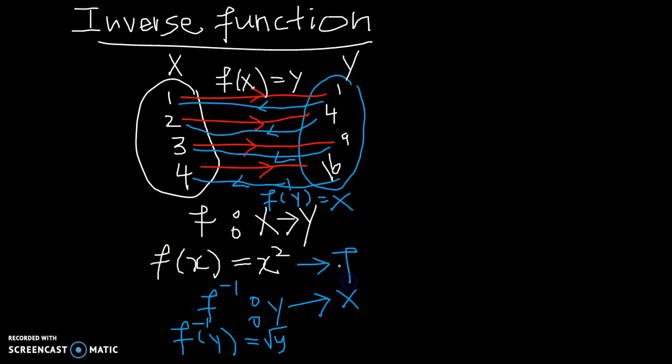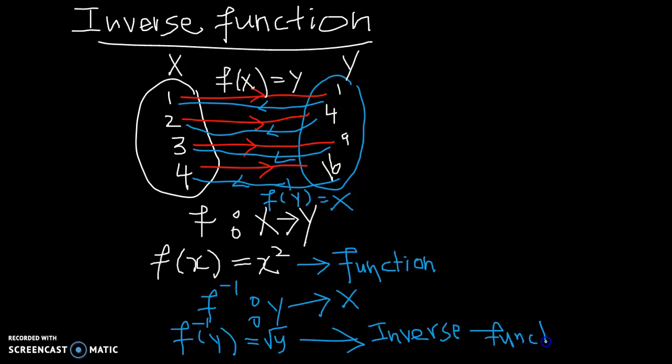Okay? Understand that? This is called a function. And what is this called? Next one. This is called the inverse function. So for every function there is an inverse function. Okay, that's what you have to understand. So this is the definition of the inverse function.